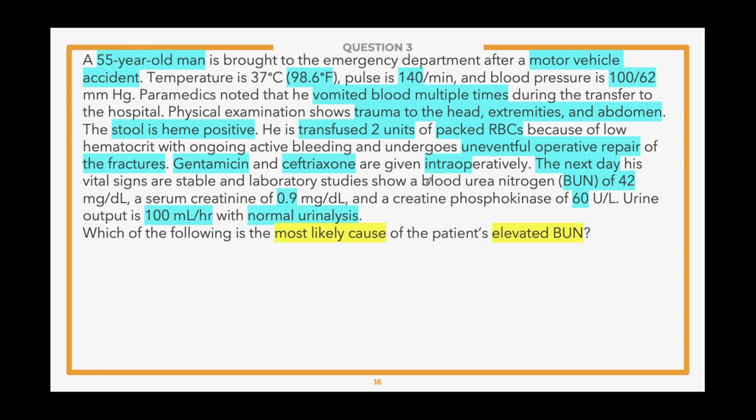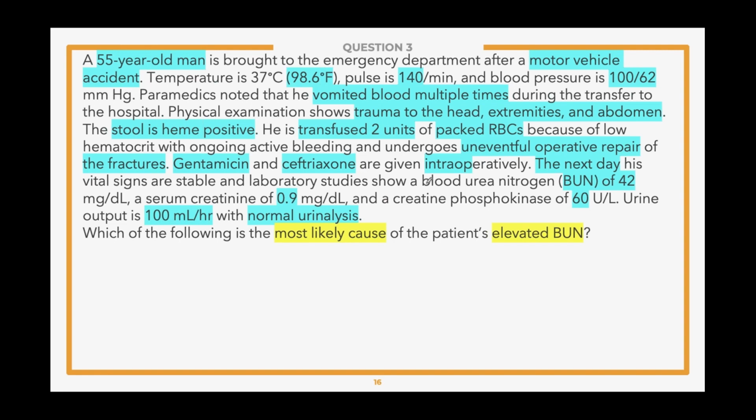They tell us why he's coming in. Why is he coming to see the doctor? Why is he in the ER? And in this case, it's because of an accident, a motor vehicle accident. So we know that there's trauma. So that's going to be important. The next thing right off the bat, they give us vital signs. They tell us about what the paramedics saw. He'd been vomiting, physical exam findings, and a lot of things related to heme positive stool.